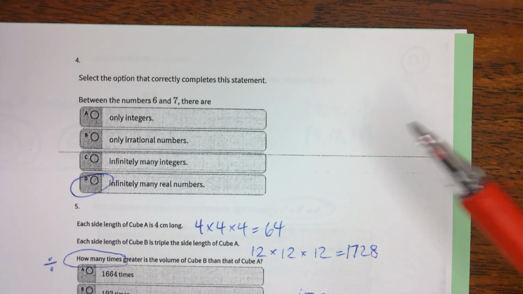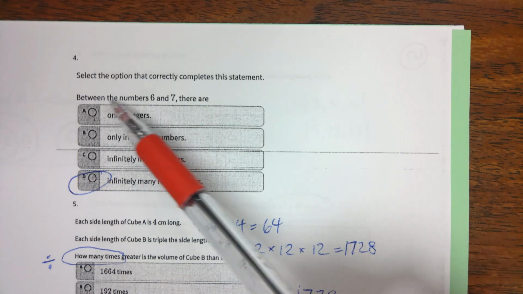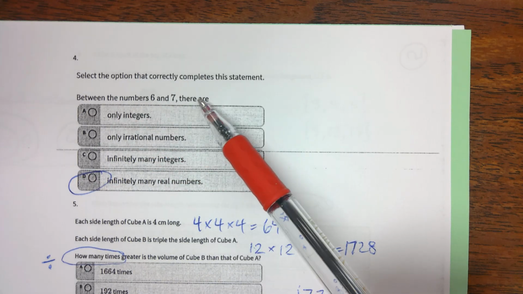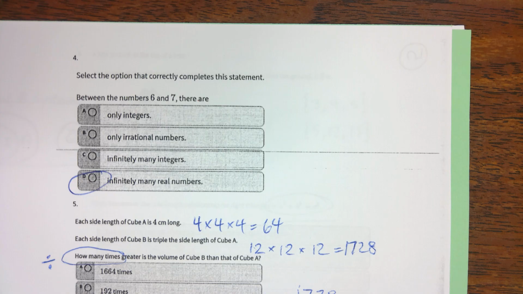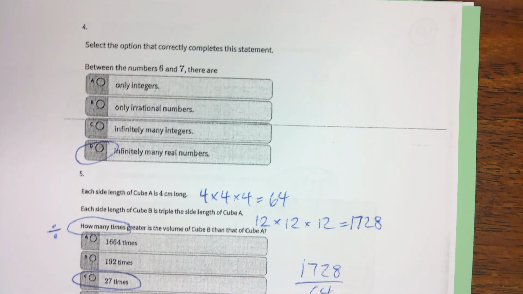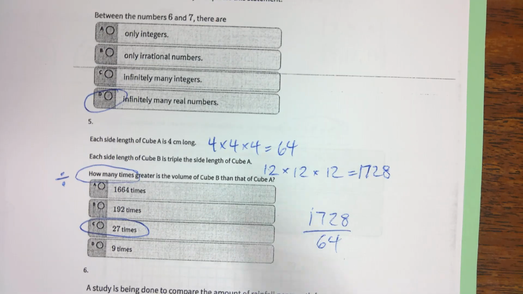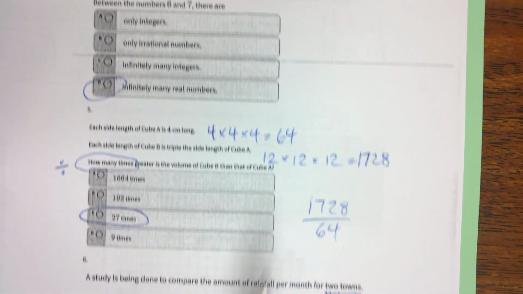Number 4. Between number 6 and 7, there are infinitely many real numbers. So decimals, 6.1528728 something like that, right? So there's an infinite number of real numbers between them. Real numbers, you can think of it as like decimals.